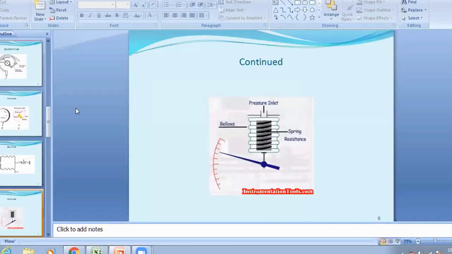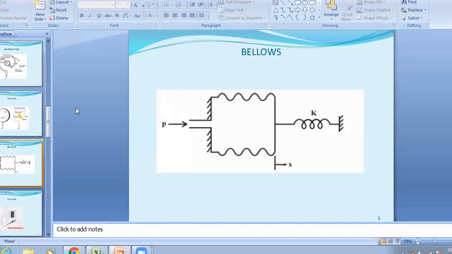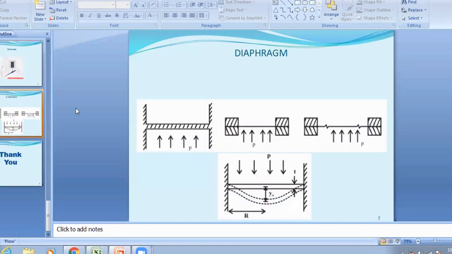Okay, fine. Now it is clear. Bellows is clear. Okay. The next topic is the diaphragm. The diaphragm is another type of elastic pressure sensor, like the Bourdon tube and the bellows.